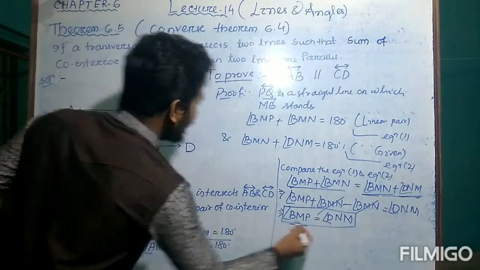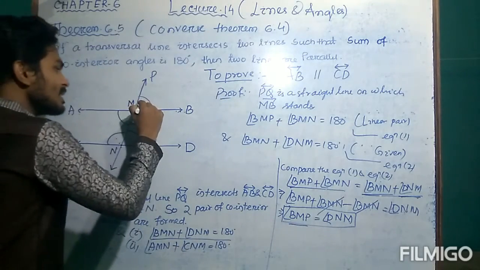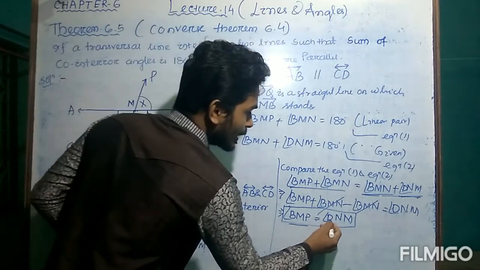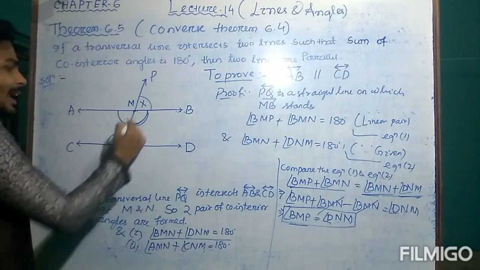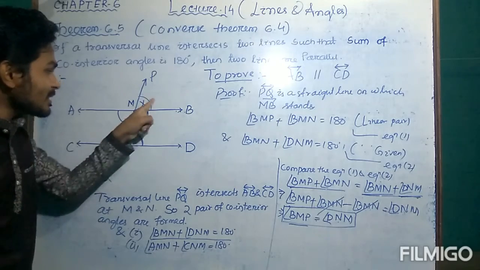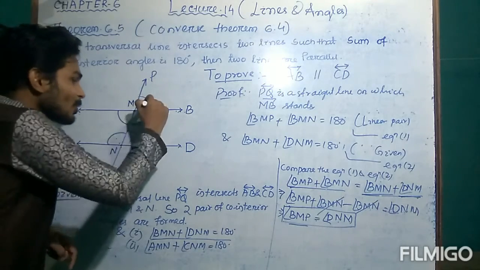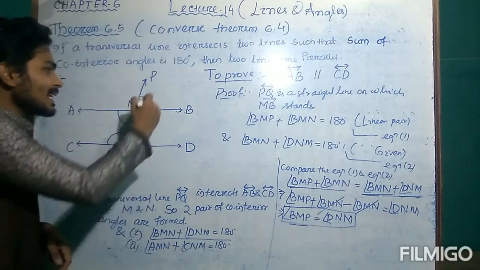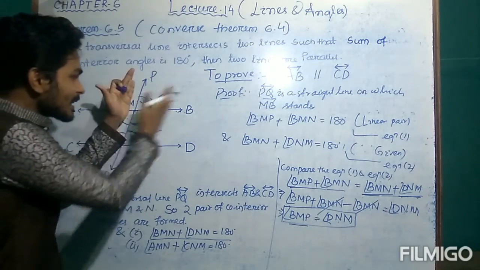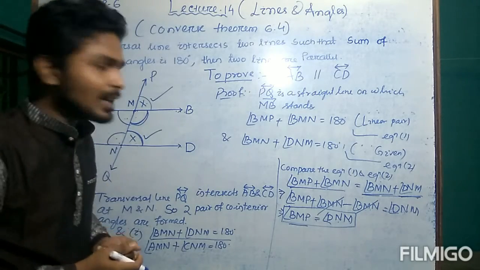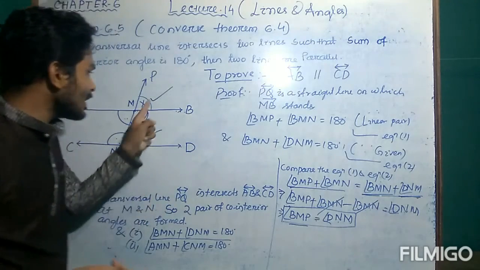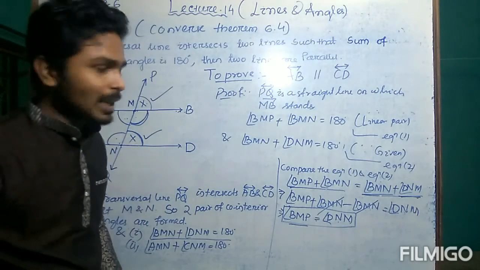Right? So we find BMP, that means which angle? This angle is equal to DNM, this angle. So we find these two angles are equal, and what is the relationship between these two angles? These two angles are known as what? They are corresponding angles. See, one lies towards the exterior, the other towards the interior. Both are on the same side and they are non-adjacent. So these two angles are known as corresponding angles. And we find the two corresponding angles are equal.